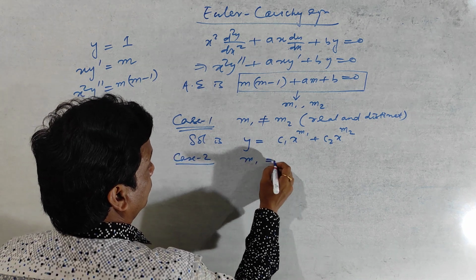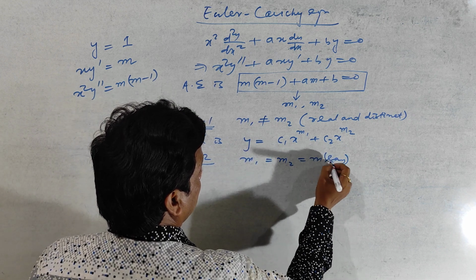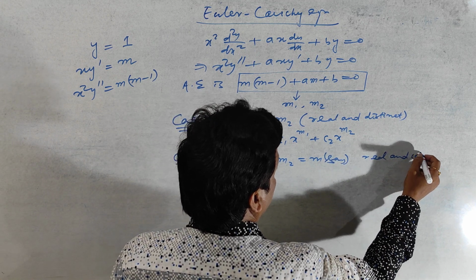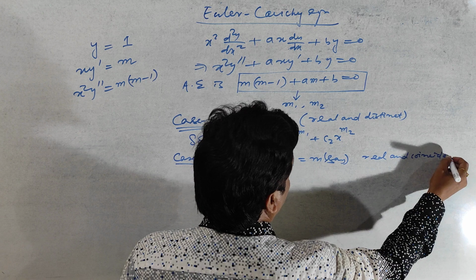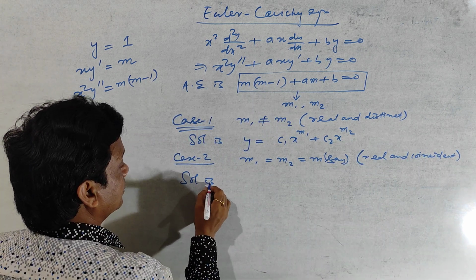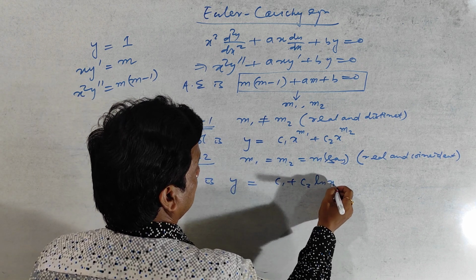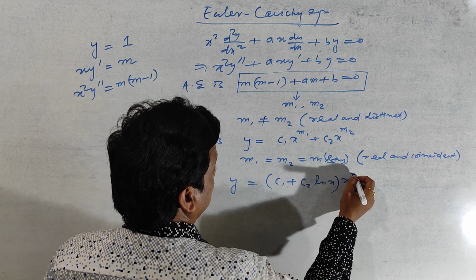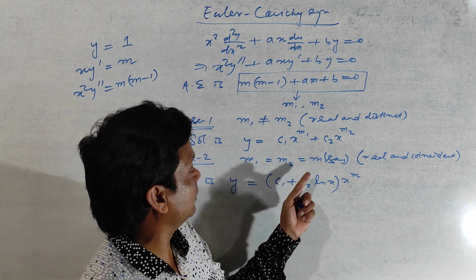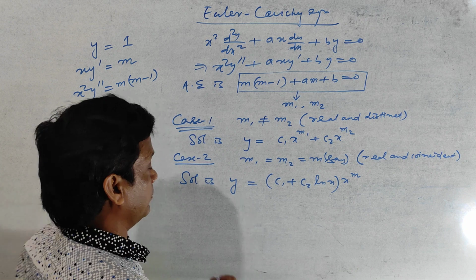And for case 2, when m1 is equal to m2 equal to m, this is the case of real and coincident, that means real and equal. In this case the solution is y equal to (c1 plus c2 ln x) into x to the power m. Clear? And if there are three values, m1, m2 and m3, then it is (c1 plus c2 ln x plus c3 (ln x) whole squared) into x to the power m.